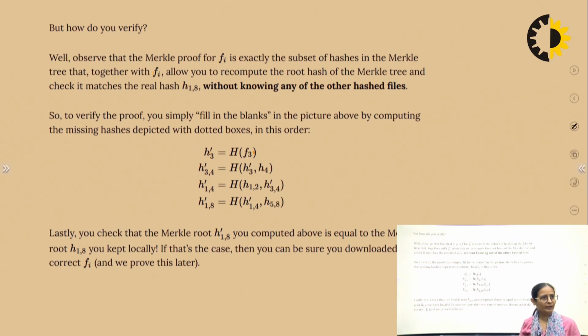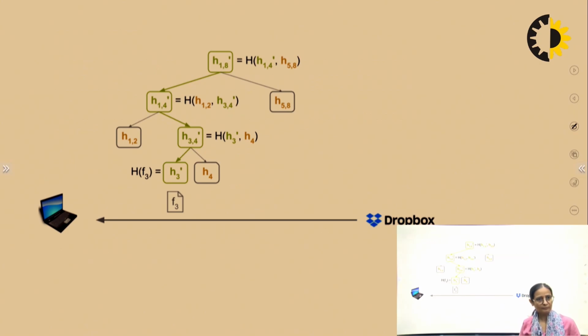So I will verify the things. If this computation which I am getting is equal to the real hash H18, then I can say, okay, the file which I have downloaded is the original file, and no replay kind of attack has occurred in between. So without knowing all the file content, I can just verify the integrity of my downloaded file. This is how the things are being done.